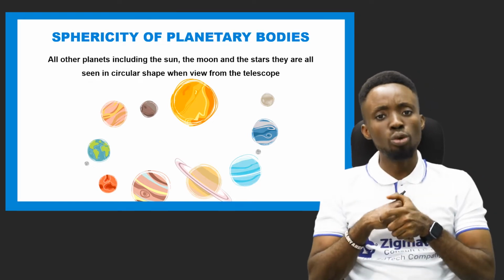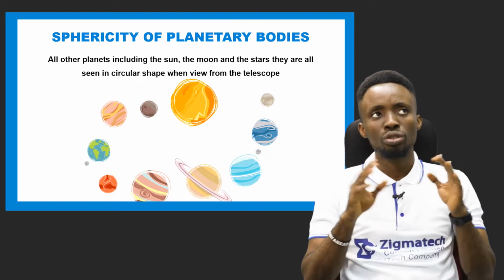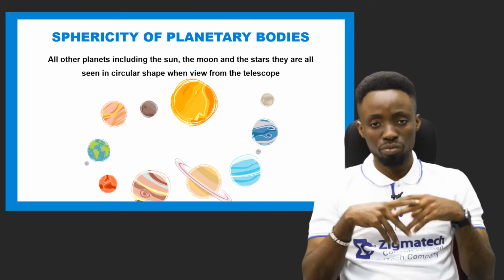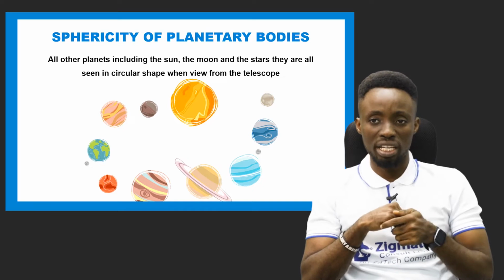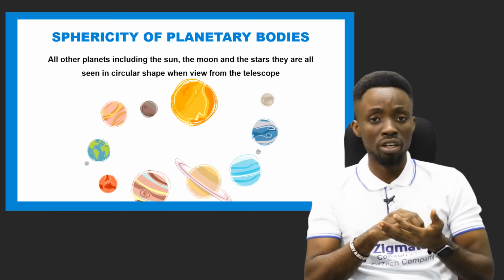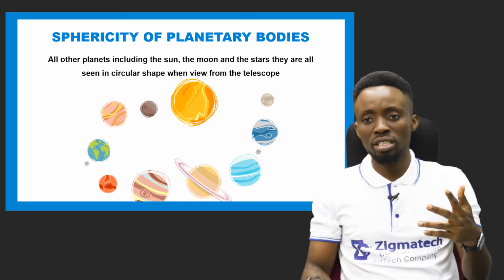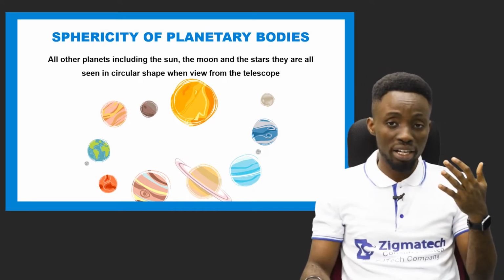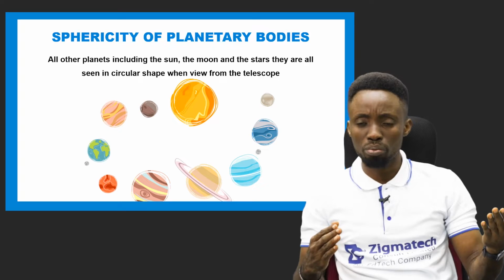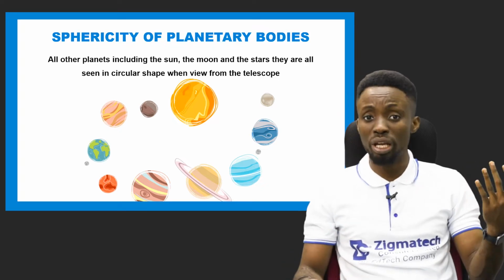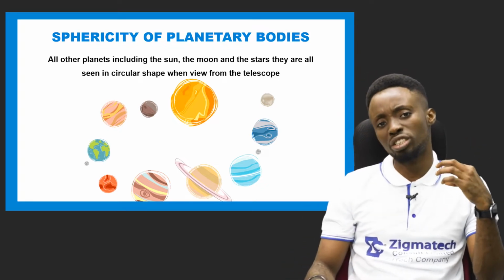Now, if we use what we call a telescope to view space, we see other objects in space in form of what? In form of a sphere. Now, if you use the telescope, you can see planets like Mars, planets like Mercury, Jupiter and Saturn with a telescope. And these planets, they are actually round in shape.